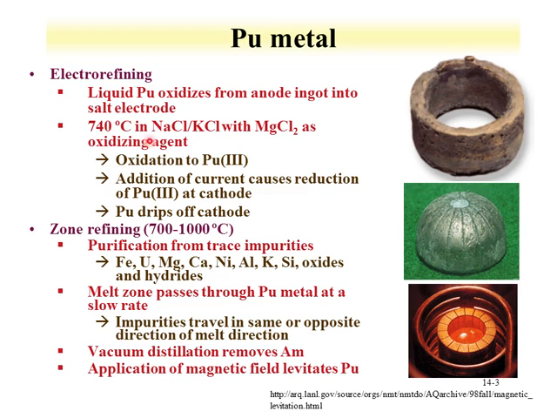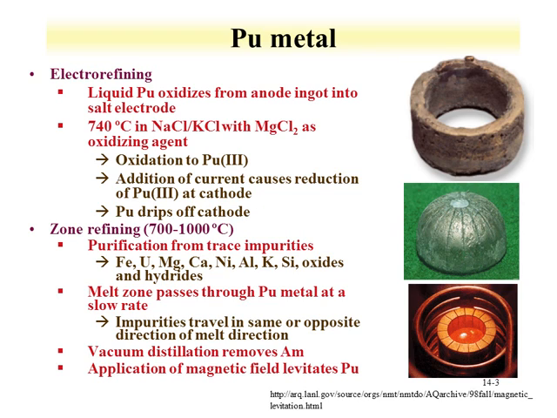The salt is at elevated temperature, above the melting point of plutonium metal. So the plutonium can be introduced, oxidized to plutonium-3. This plutonium-3 can go to the cathode, where reduction occurs, and when the plutonium metal is formed, it melts and drips off the cathode into a criticality-safe shape, such as the ring shown here.